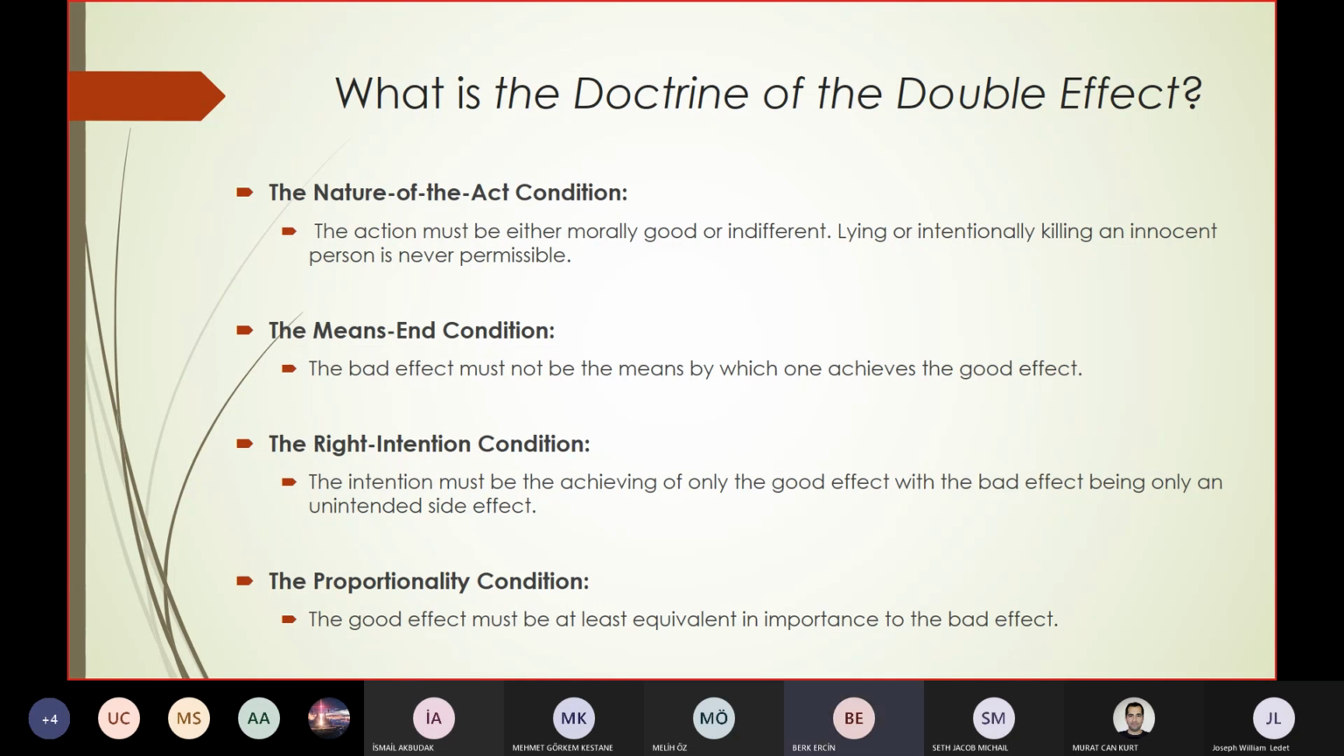The third condition is right intention. The intention must be the achieving of only the good effect, with the bad effect being only an unintended side effect. The fourth condition is the proportionality condition. The good effect must always be at least equivalent in importance to the bad effect.